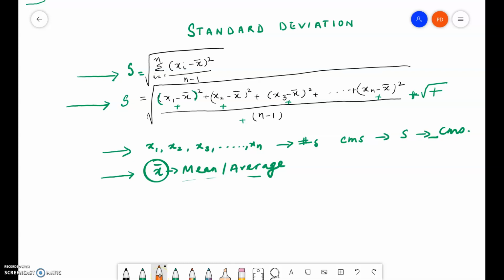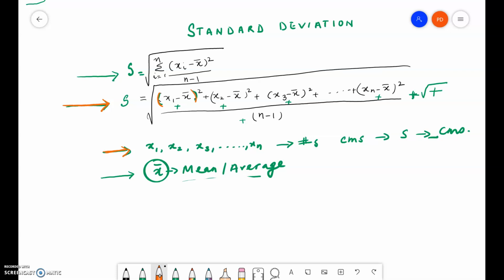If we have a set of numbers x1, x2, x3, so on up to xn, so that's n numbers, and x bar is the mean or average of these numbers, then the standard deviation is given by this formula. So S is the square root of (x1 minus x bar) the whole squared plus (x2 minus x bar) the whole squared plus (x3 minus x bar) the whole squared plus, and we keep going until we hit the last number, which is (xn minus x bar) the whole squared. We add all these numbers and divide by n minus 1 to get the standard deviation.